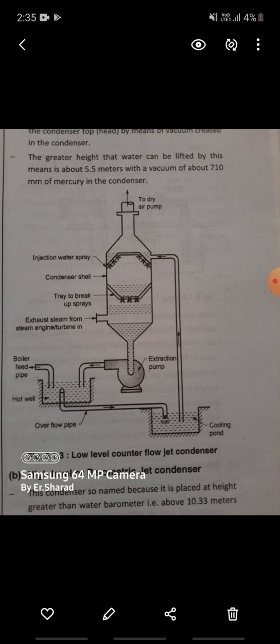The low level counterflow jet condenser consists of a condenser shell in which two or three water trays are fitted, perforated with holes to break the water into small jets. For breaking the water into small jets, the trays are fitted.